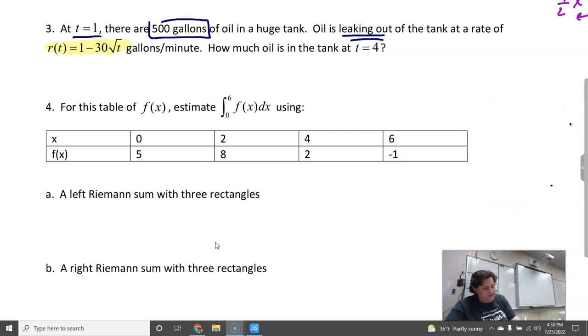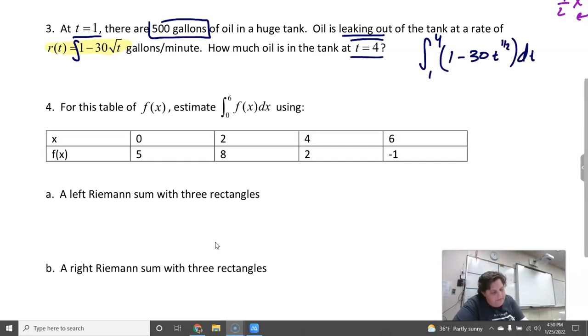Okay, so when it tells me this equation of the rate, if I can integrate that, I'll figure out how much oil I lost because it's leaking out. And I'm going until time equals 4. So what I want to do is I want to go ahead and integrate this from 1 to 4. Okay, so from 1 to 4, I want to integrate 1 minus 30 square root t. I'm going to go ahead and write that as t to the 1/2. Okay. All right. The integral of 1 is t.